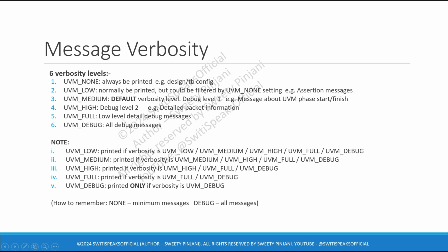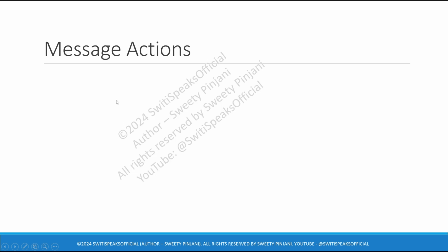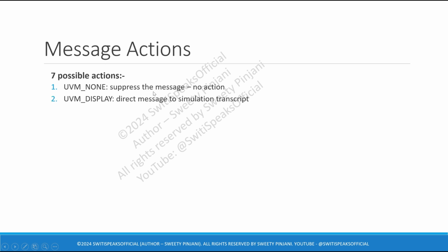Very simple to remember. Now let us understand what are the different actions possible in UVM reporting mechanism, or UVM messaging mechanism as we also call it. So these actions can be called message actions. There are 7 possible actions in UVM. First is UVM none. It means do nothing. You suppress all the messages, do nothing. This is the action. Don't do anything.